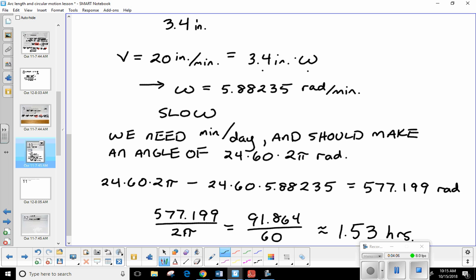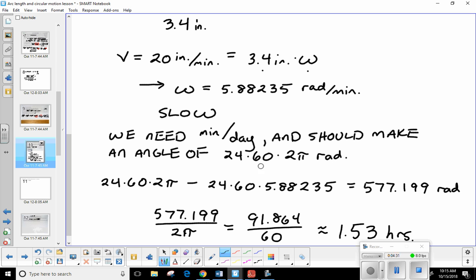There you go. What is 1 full revolution? Satish says 6.28, right? Because that's 2 pi. So I know that the 5.88 being less than that 6.28 for 1 revolution, well, it's got to be running slow. So it should be running this number of radians. Okay, 24 times 60, that's the total number of minutes in a day, times 2 pi, the number of radians per revolution.